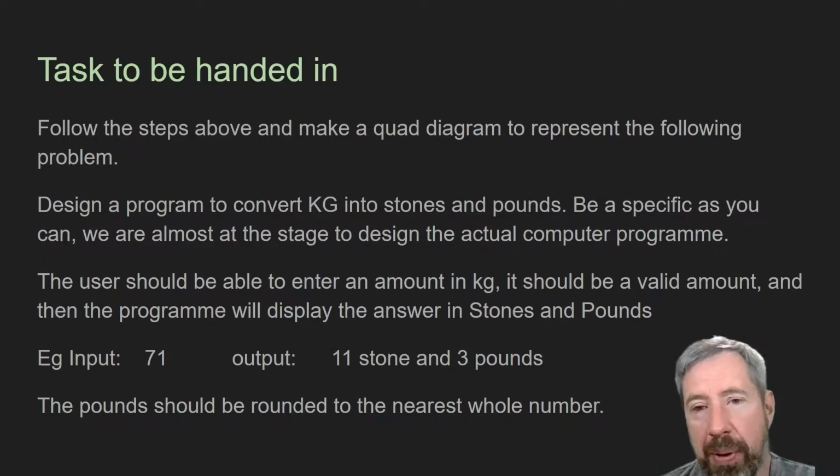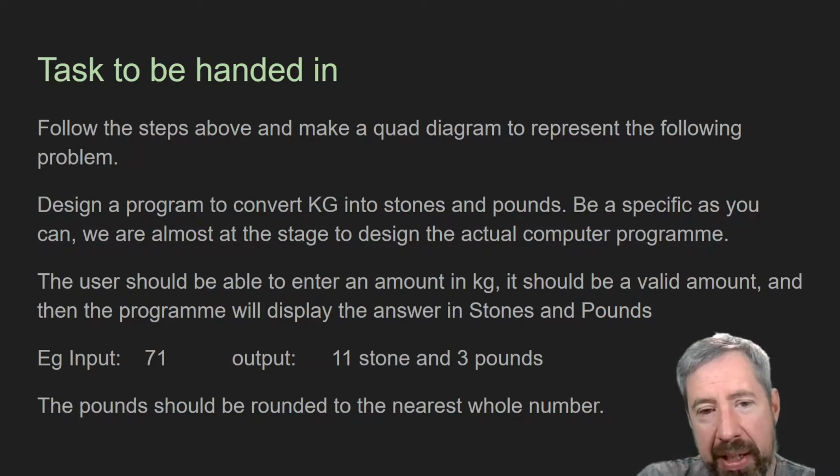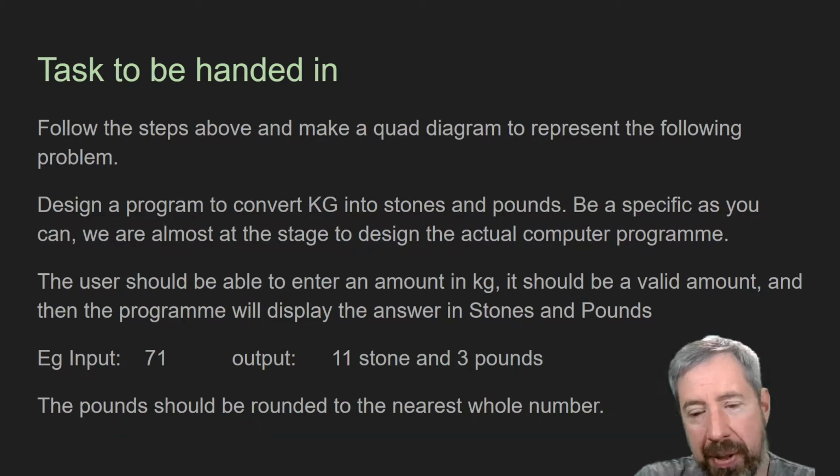So I'm going to give you a task. I want you to follow all the steps we've just done from 1 to 6 and make a quad diagram to represent the following problem. This is quite a small problem, but I want you to think about it in sufficient detail. You're going to design a program to convert kilograms into stones and pounds.